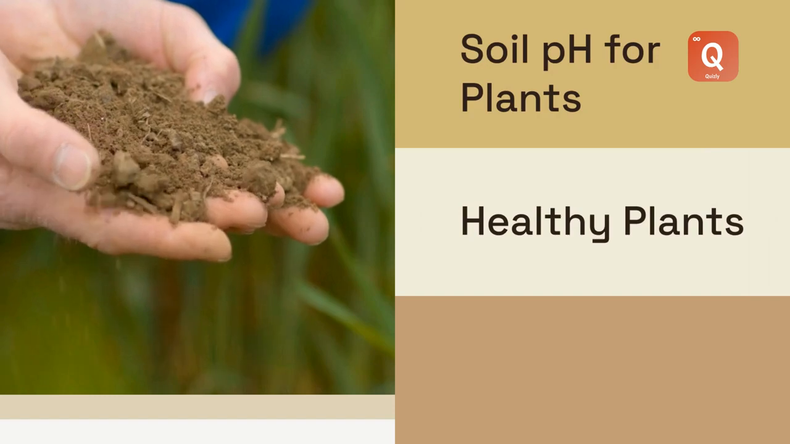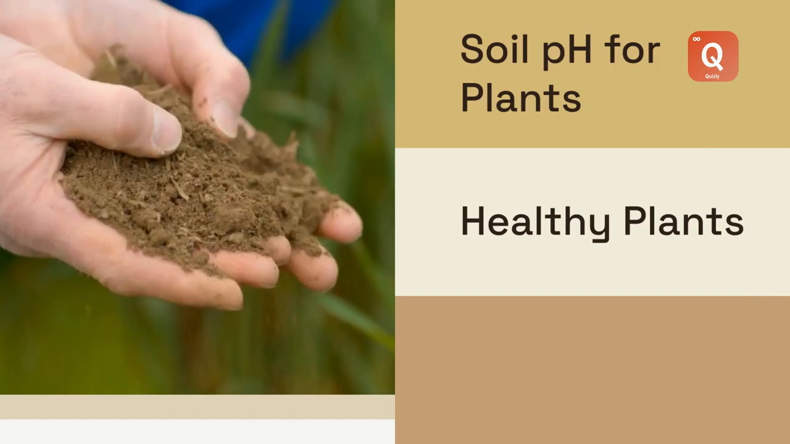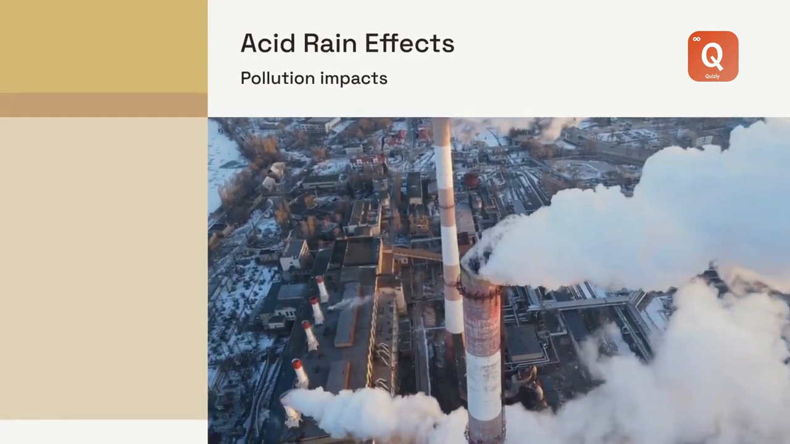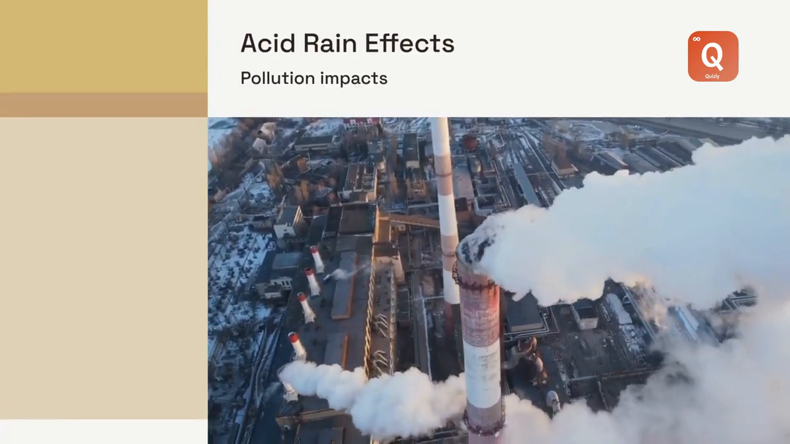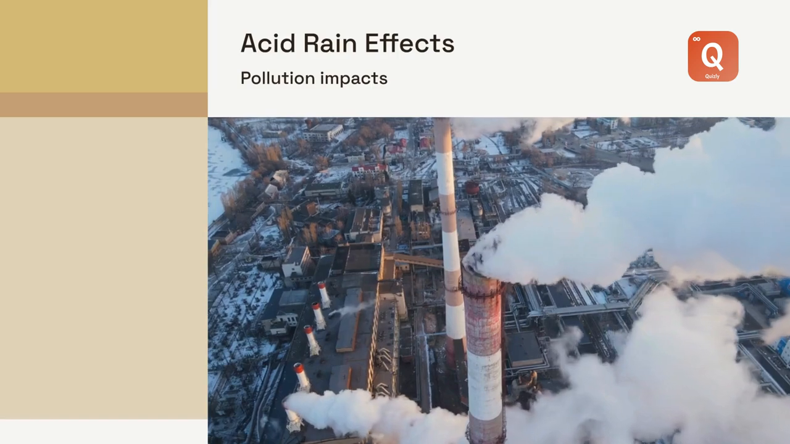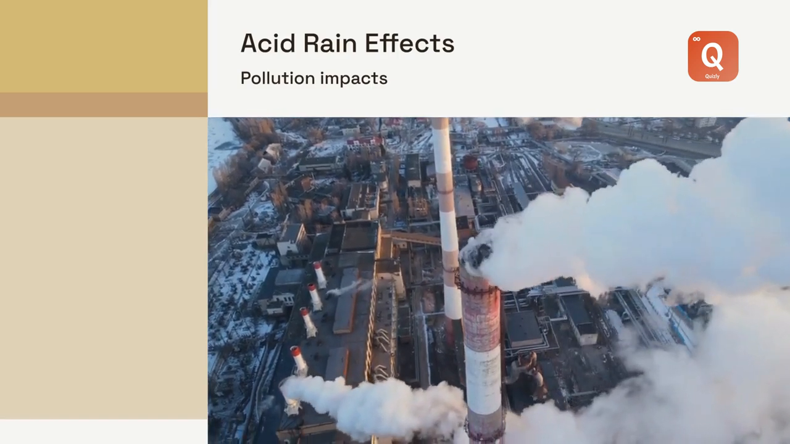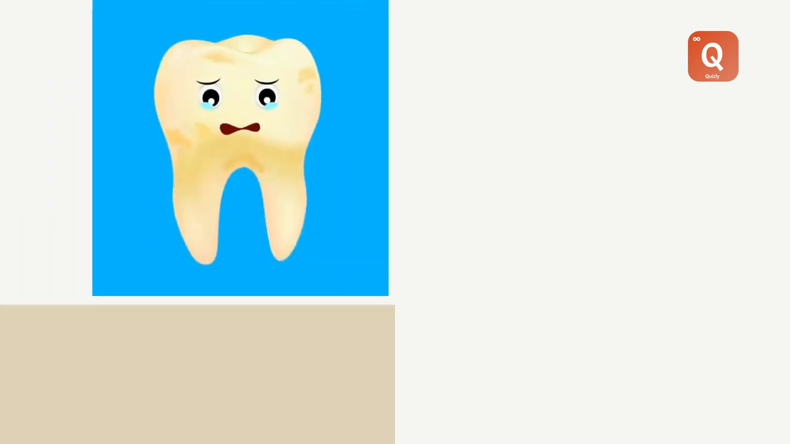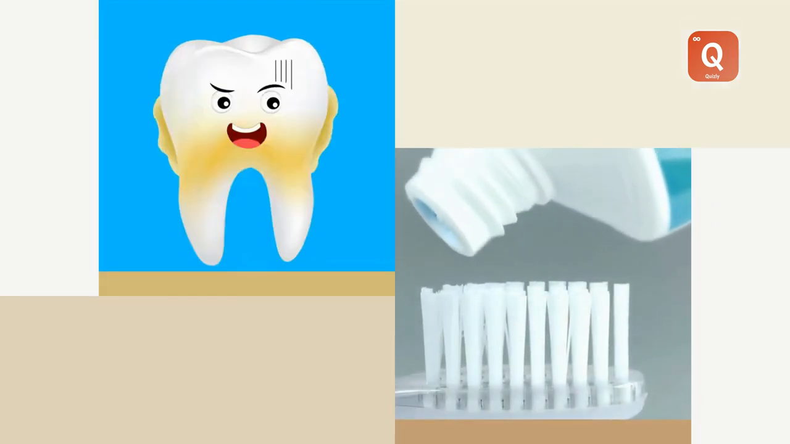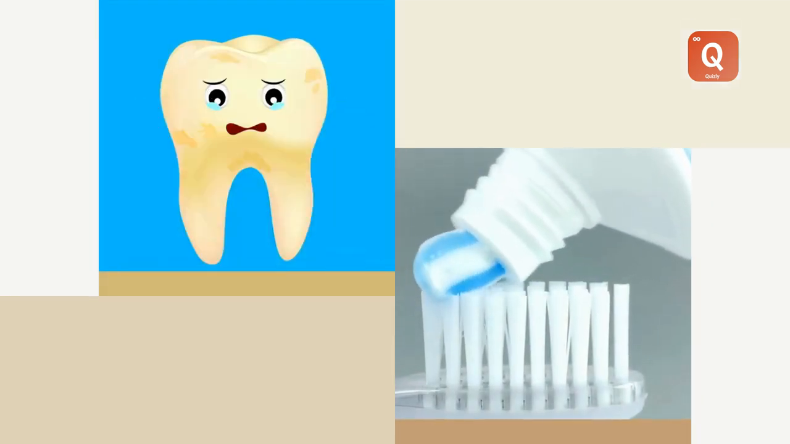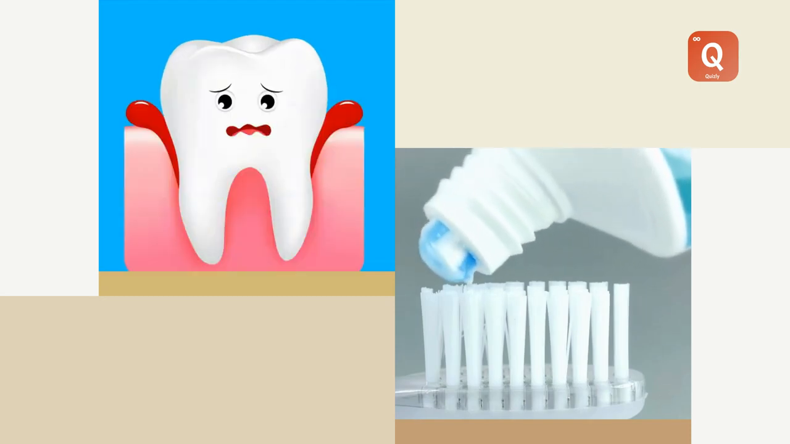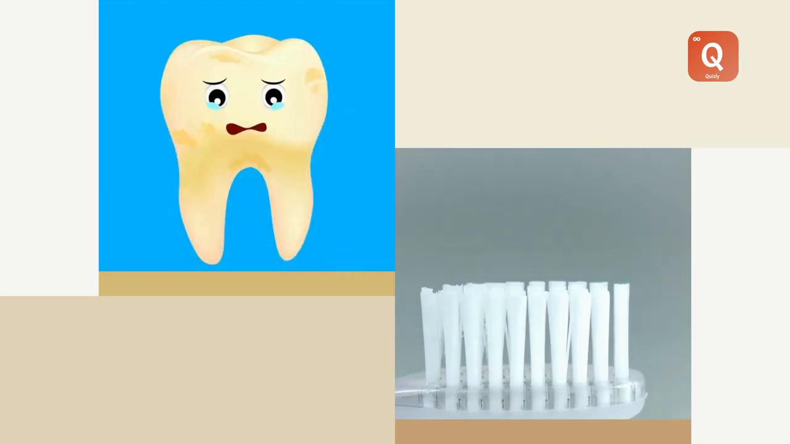Different plants thrive at different soil pH levels. Farmers often test soil pH to ensure optimal conditions for their crops. Acid rain is another example of pH's importance. When rainwater has a pH lower than 5.6 due to air pollution, it becomes acid rain, harming forests and aquatic life. Even our teeth are affected by pH. When the pH in our mouth drops below 5.5, tooth enamel begins to corrode, leading to tooth decay. This is why toothpaste is often basic.